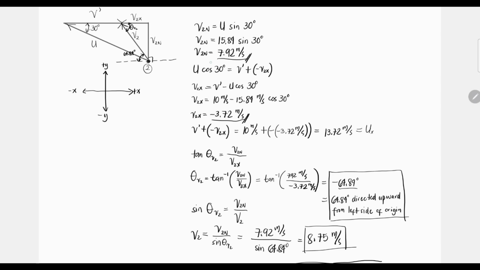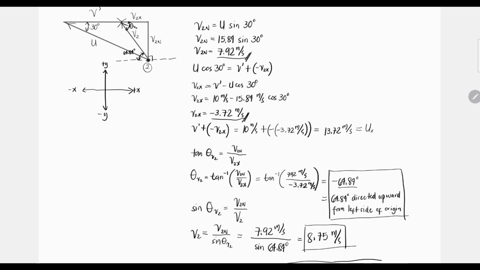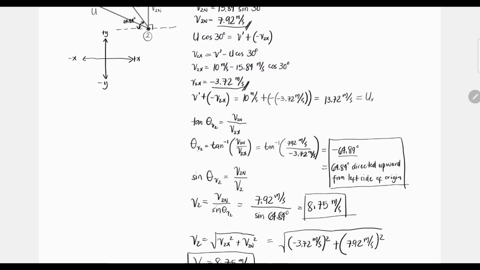So, after makuha yung V2x and V2n, we computed for the angle of our V2. So, using tangent function, and we arrived sa sagot na, sa magnitude na 64.84. So, negative siya kasi galing siya dito, sa left side ng ating point of origin. So, ang absolute magnitude ng ating theta of V2 is 64.84, directed upward from left side of origin. So, ito yung ibig sabihin nun. And then, using the angle, we solved for the V2, which is 8.75.